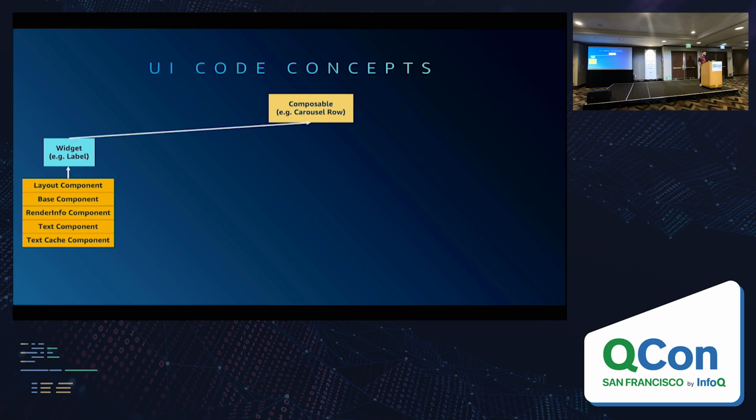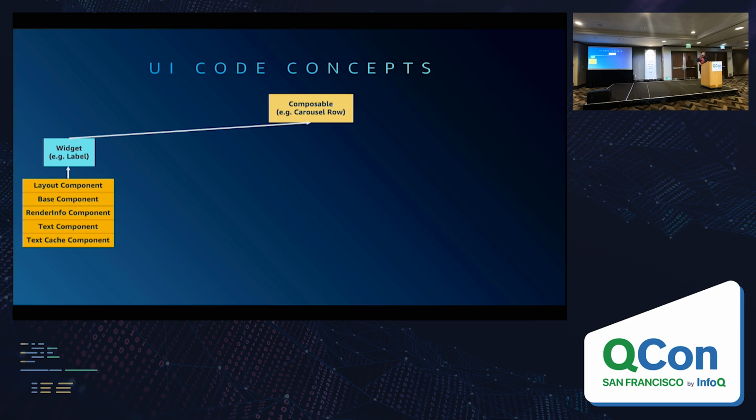So in this case, this label has a layout component that helps the layout system. A base component, let's say maybe it has a position, a rotation, things like that. Render info components, this is all the data you need to put the pixels on the screen for this widget once everything gets computed. A text component, this does text layout and things like that. And maybe a text cache component that is used to cache the text in a texture, so we don't draw it letter by letter.